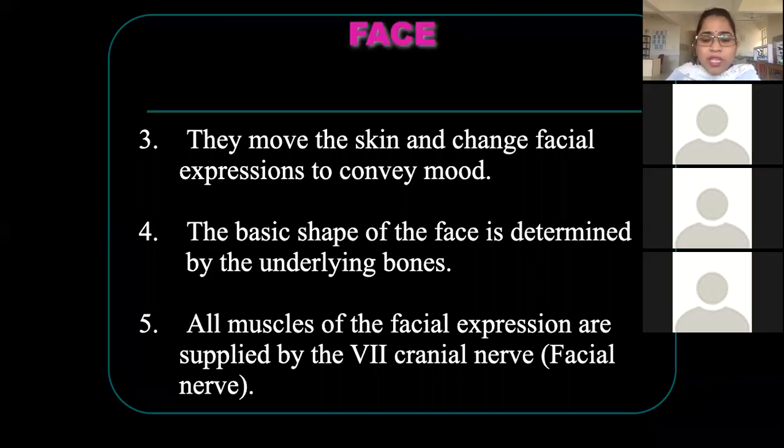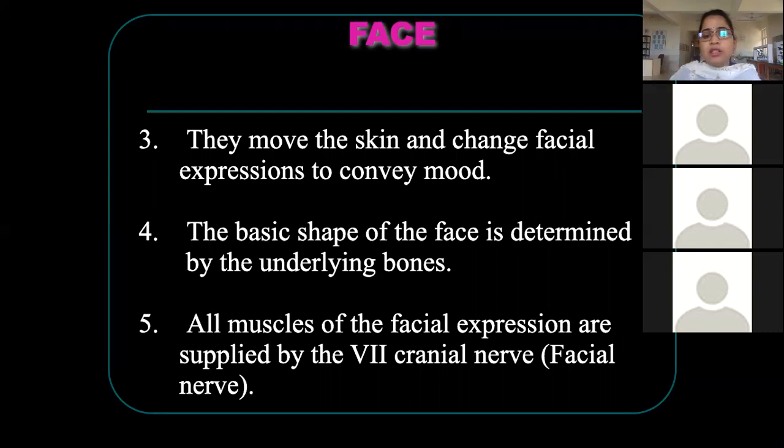Now see how the basic shape of the face is determined. The basic shape of the face is determined by the underlying bones. The bony structure is not the same for everyone, it is different for different people. Depending upon the type of the bone, the length of the bone, the width of the bone, the face shape is determined.